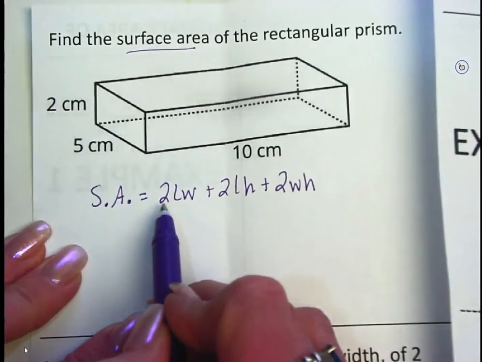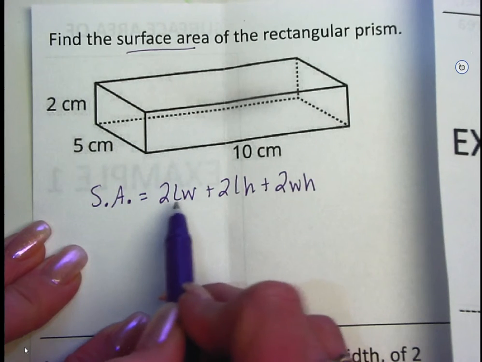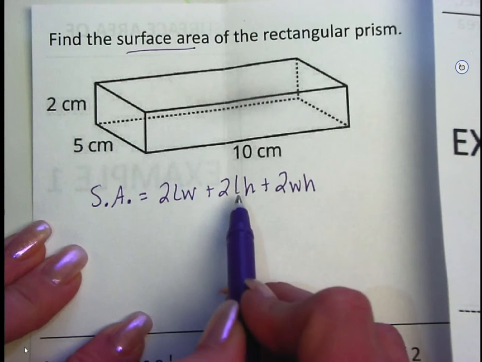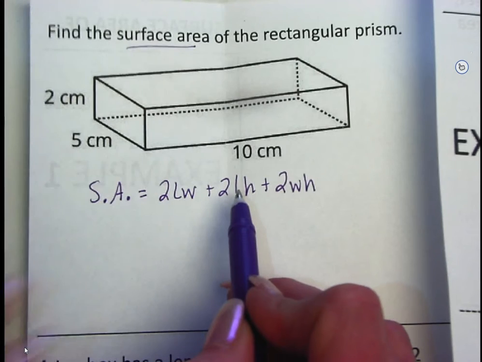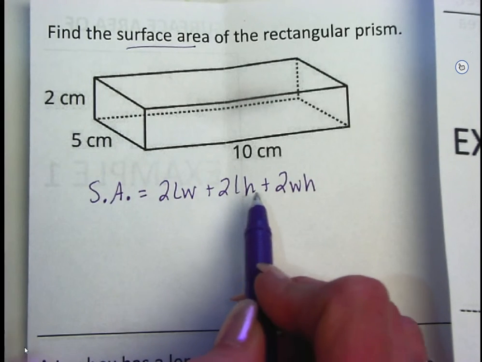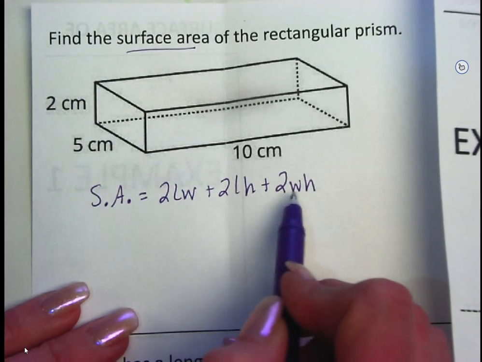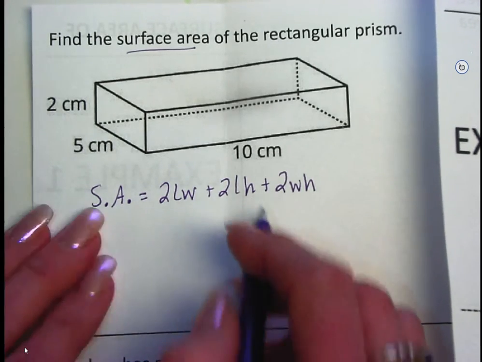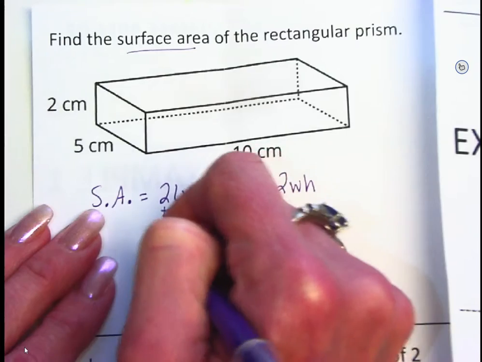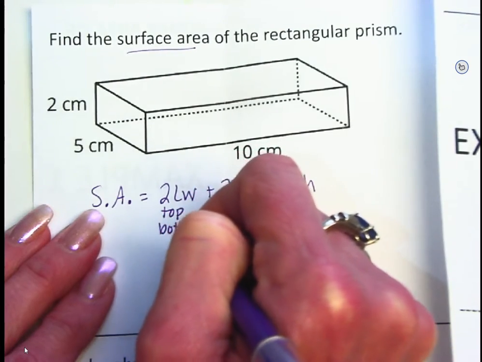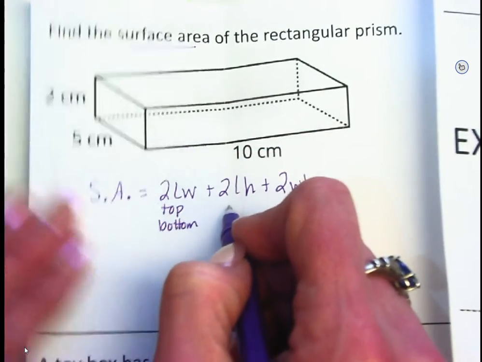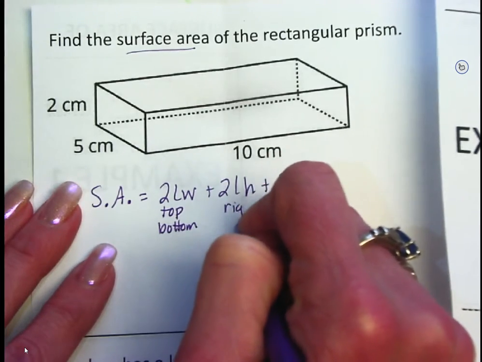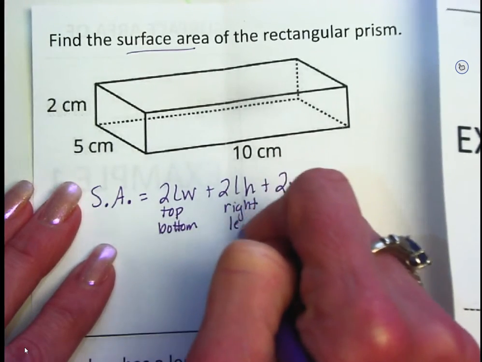Okay, there's 2 because I have a top and a bottom. There's a 2 here, length times height, because I have a front and a back. And then width times height, I also have 2 sides. So that's where the 2 comes from. So this is our top and our bottom. This is our right and our left. No, it's not.